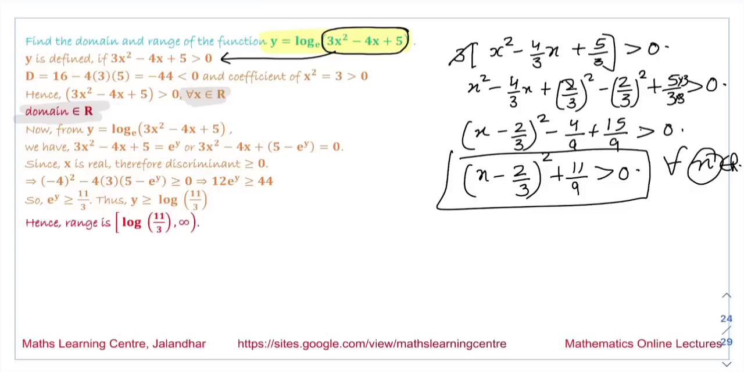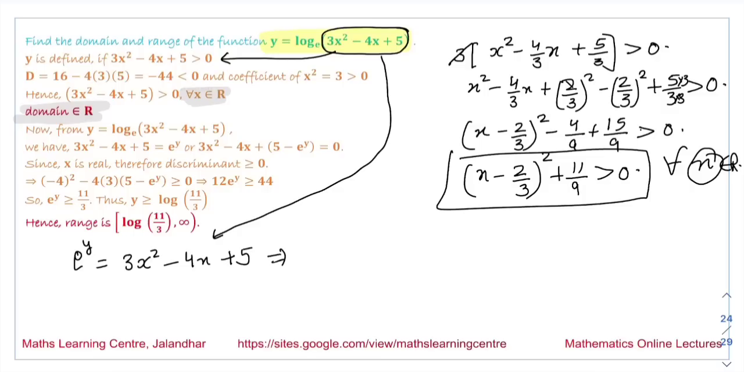Now we have to calculate the range of this function. So to calculate the range, we are writing e raised to the power y. From this equation we are writing e raised to the power y is equal to 3x square minus 4x plus 5. Now this gives us 3x square minus 4x plus 5 minus e raised to the power y is equal to 0.